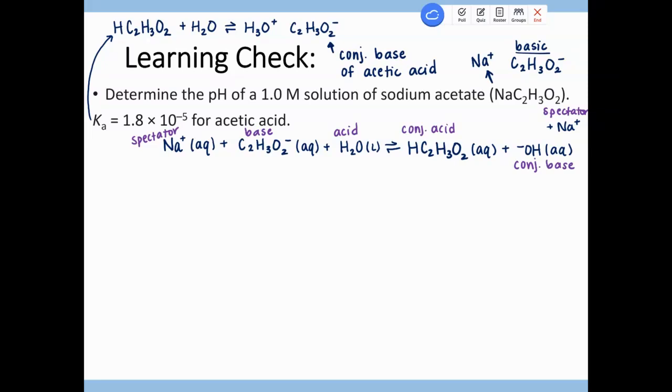And we're still setting up the problem. We need to calculate pH. We do know the concentration of sodium acetate, but this is a weak base. It will reach equilibrium. We need to determine equilibrium concentration, so we need an ice table. We need ice tables for weak acids or bases that reach equilibrium.